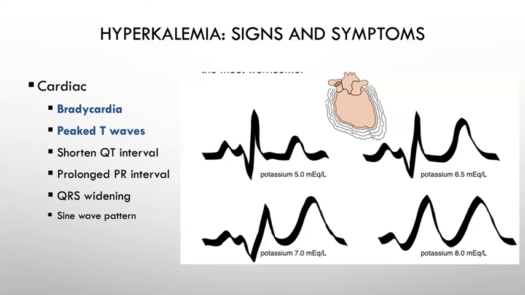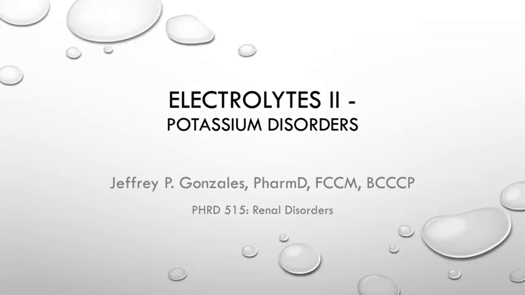You can see the general signs of cardiac hyperkalemia may include bradycardia, peaked T waves, like I mentioned, the QRS widening, and then the sine wave pattern, as you see on the bottom right, with a potassium level of 8 milliequivalents per liter. In summary, potassium disorders are common and potentially fatal.